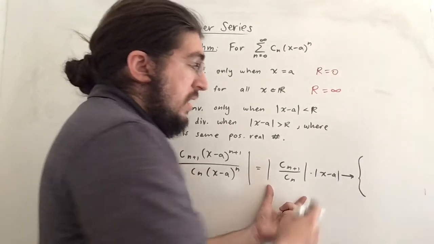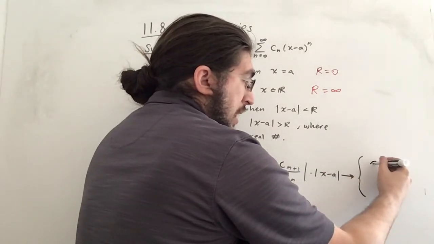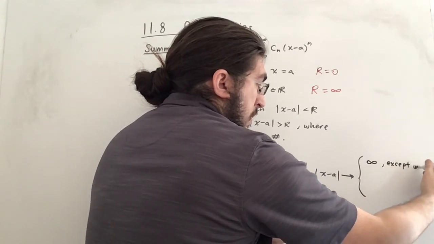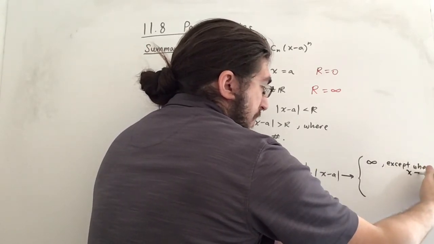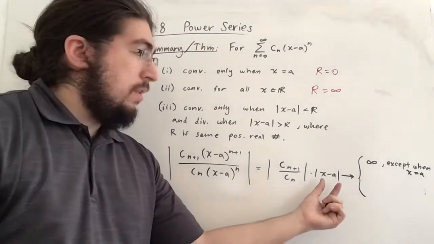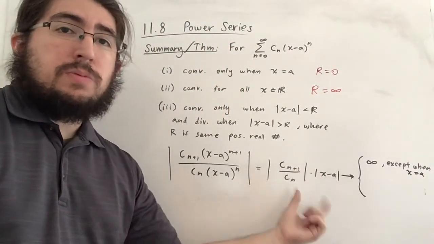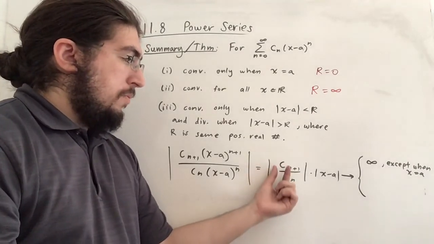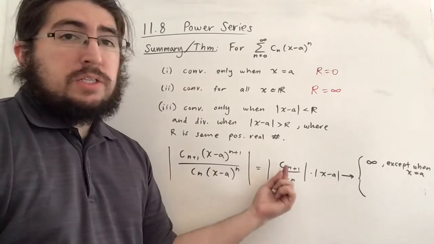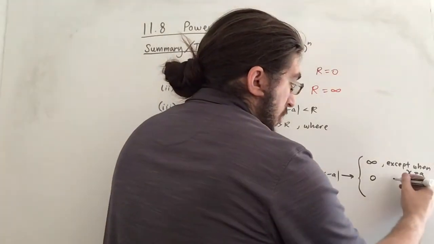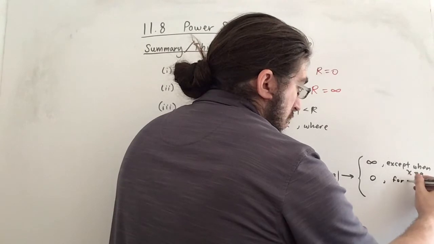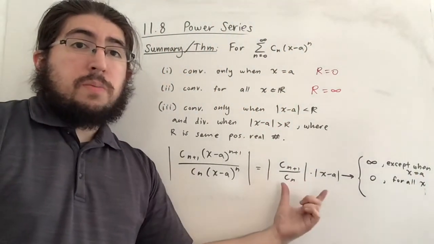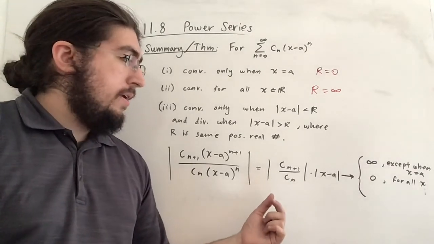When this approaches infinity, the whole thing approaches infinity, except when x is equal to a, because in that case, this makes the sequence all zeros. Or, this approaches 0, and when this approaches 0, then the whole thing is 0 for all x, because no matter what x is equal to, this will also be all zeros, so that converges.